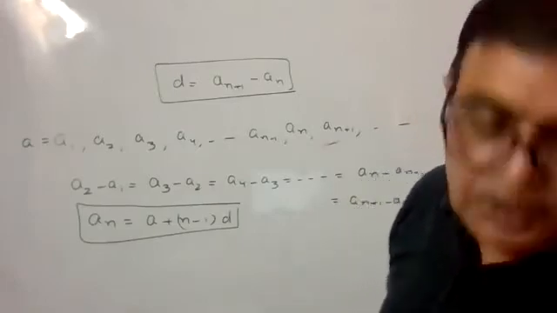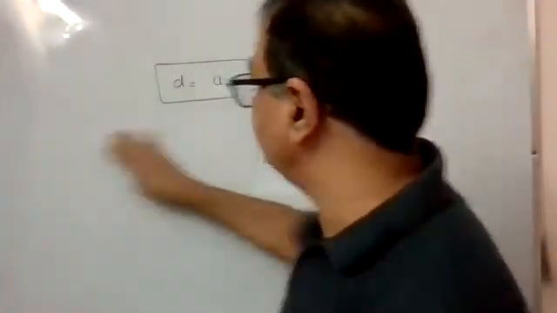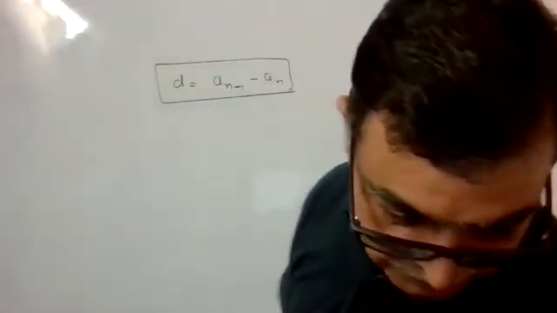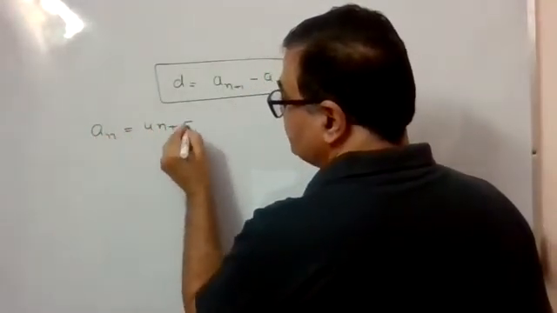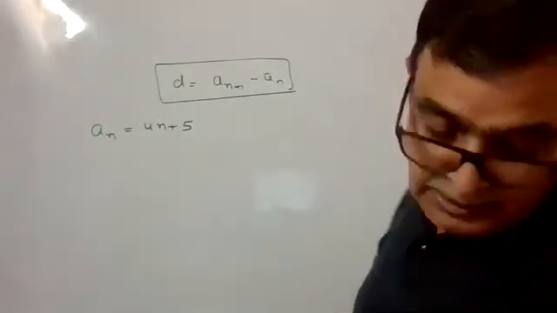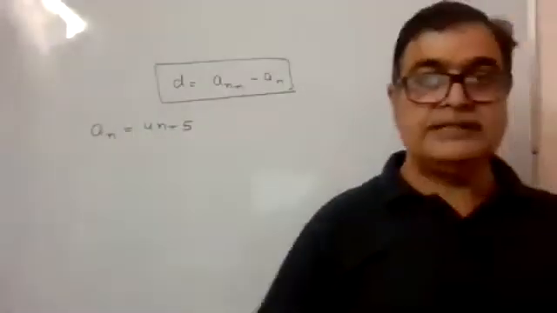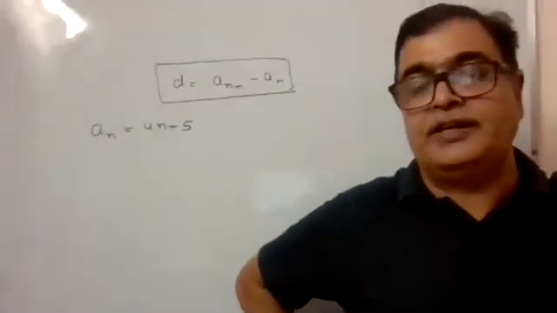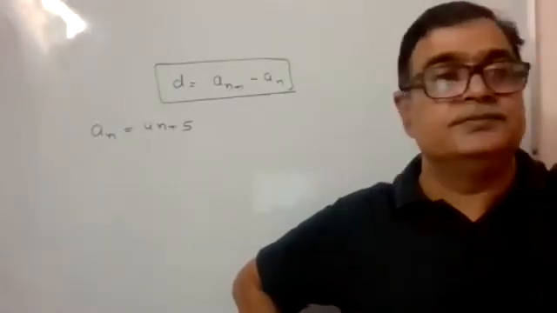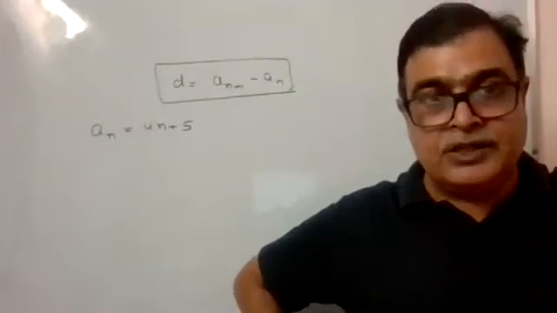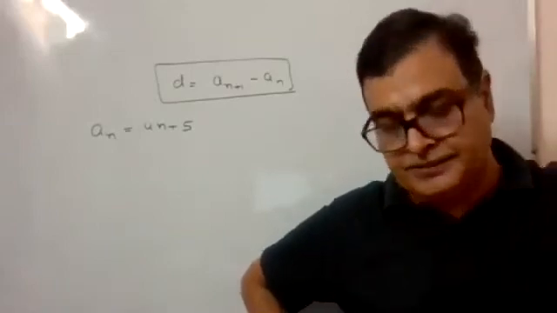First question, write down please. Show that the sequence an, which is 4n plus 5, is an AP, and also find its common difference. Show that this sequence is an AP, and then find out what is the common difference.